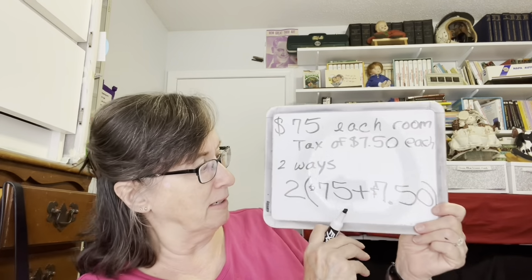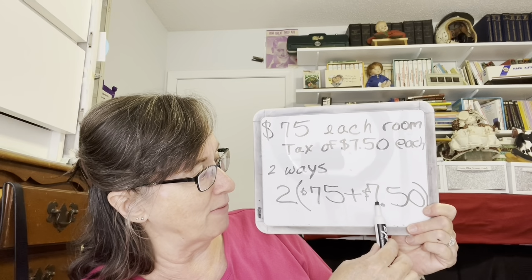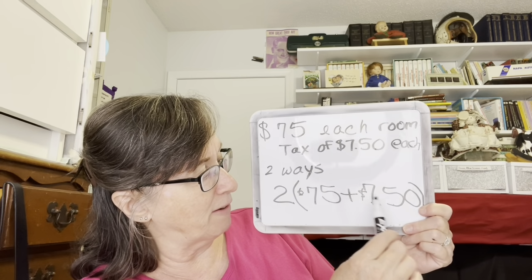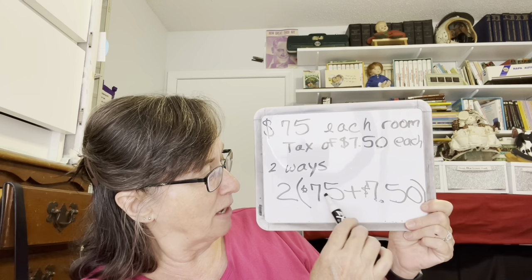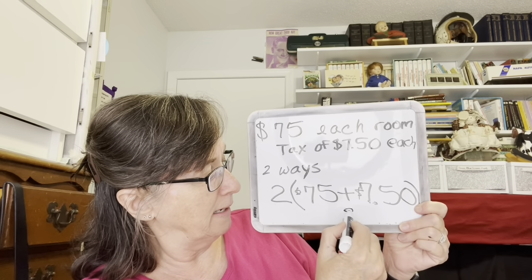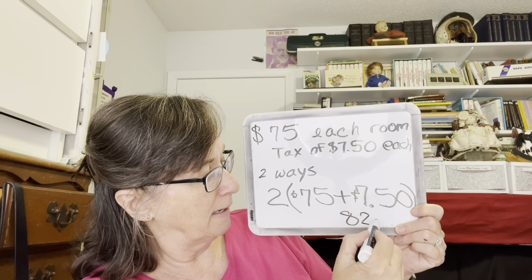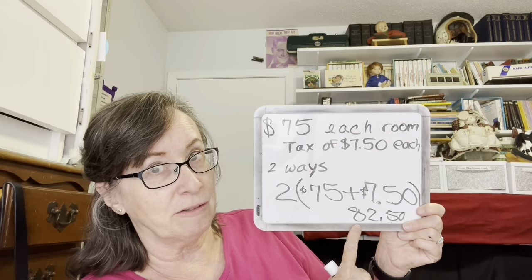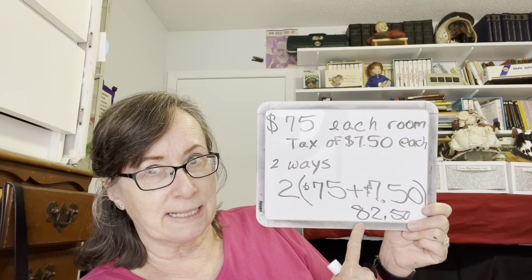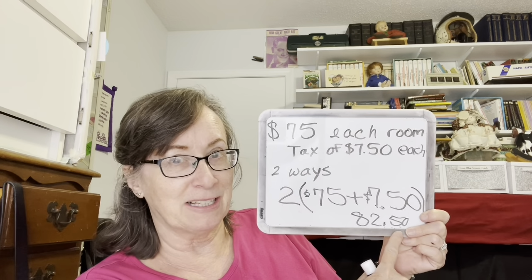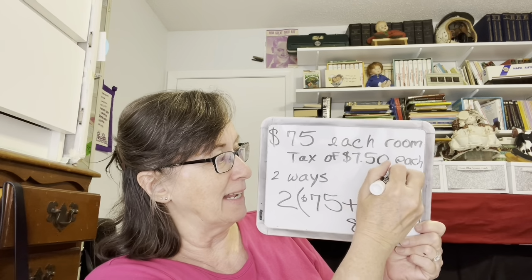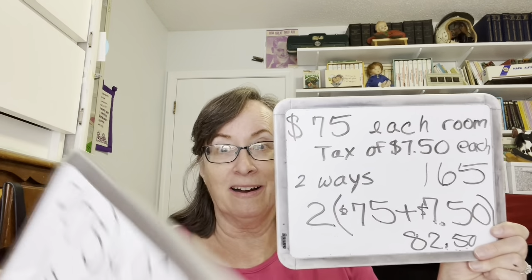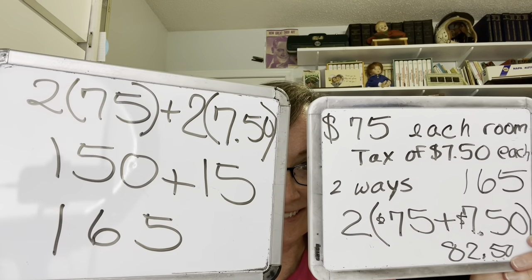So 150 plus 15 is going to give me $165. If I do it the other way, it's not really that hard because I'm going to add the 7 to the 75 and then tack on the 50 cents. So that's going to be $82.50. Okay, and $82.50 doubled is going to double the 50 up to the next dollar. So 82 doubled would be 164 plus the doubled 50 is 165, and the 2 are equal to each other, aren't they?